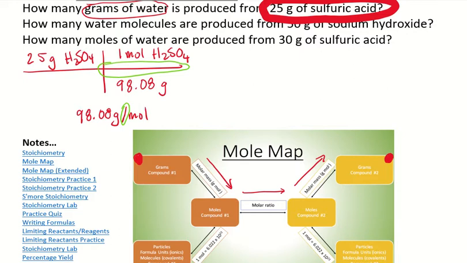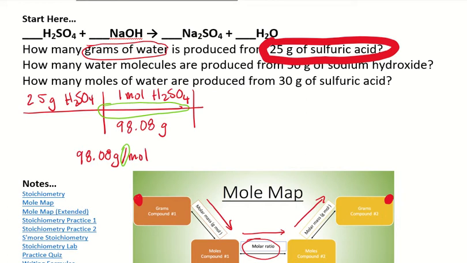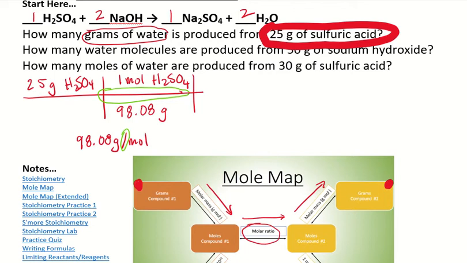Okay, so next step is our molar ratio. If we go back up to our balanced reaction. Oh, wait, we forgot to balance it. Oops. So, you should have 2 NaOHs and 2 H2Os for every 1 H2SO4 and every 1 Na2SO4. So, if we are doing the ratio between sulfuric acid and water, it is 1 mole of H2SO4 to 2 moles of H2O.